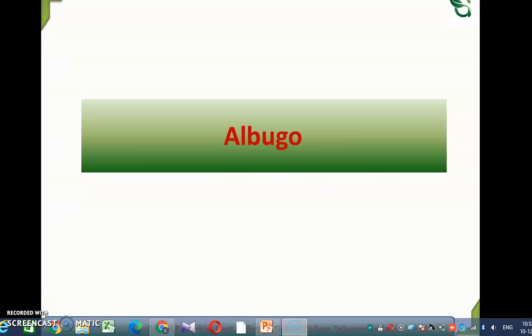Hello students, in today's class we deal with Albugo. Albugo is a common fungus coming under the Albuginaceae family, and we will deal in detail with this Albugo species.